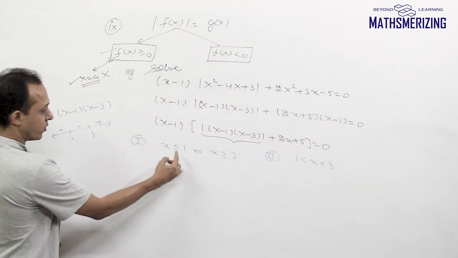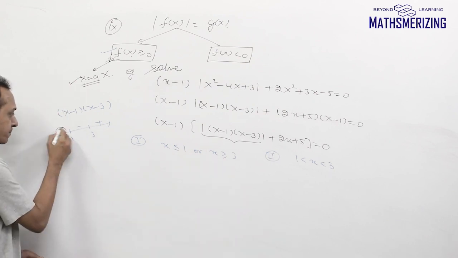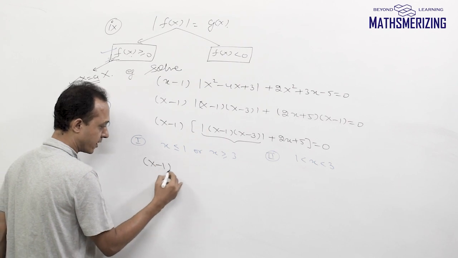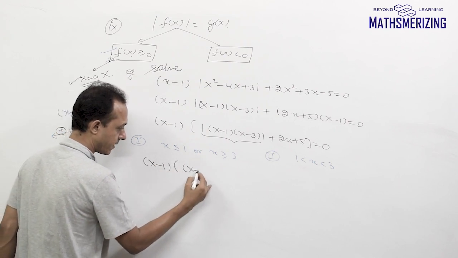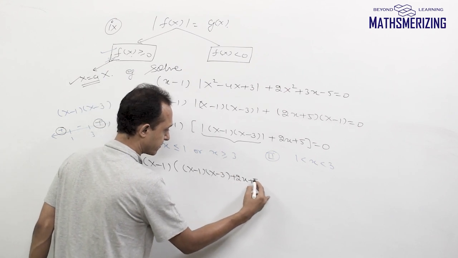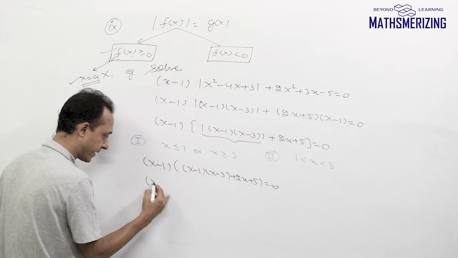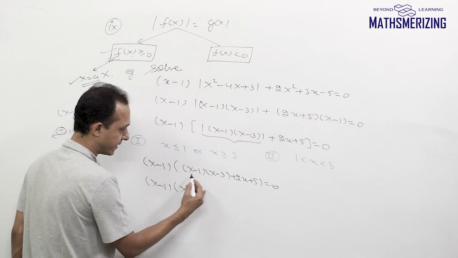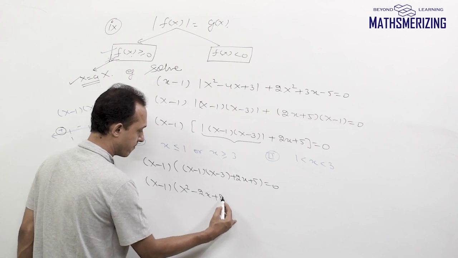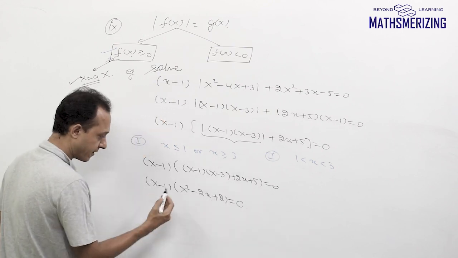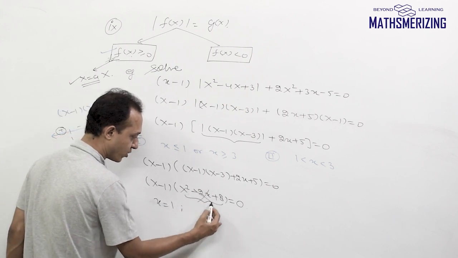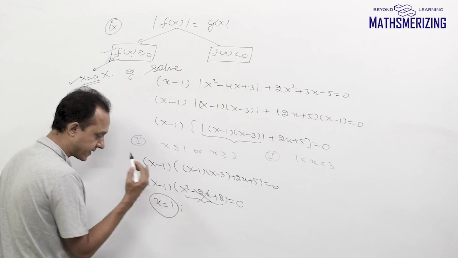Now when x is less than or equal to 1 or x is greater than or equal to 3, this function is positive. So mod of f(x) is same as f(x). So x minus 1, and then I'll write it as (x minus 1)(x minus 3), plus 2x plus 5, this is equals to 0. So I'll take x minus 1 common, I'll get x square minus 2x plus 8 equals to 0. So if I'll solve it, I'll get x equals to 1, and for this quadratic expression, I'll get no real roots. So I'll get this result as x equal to 1.